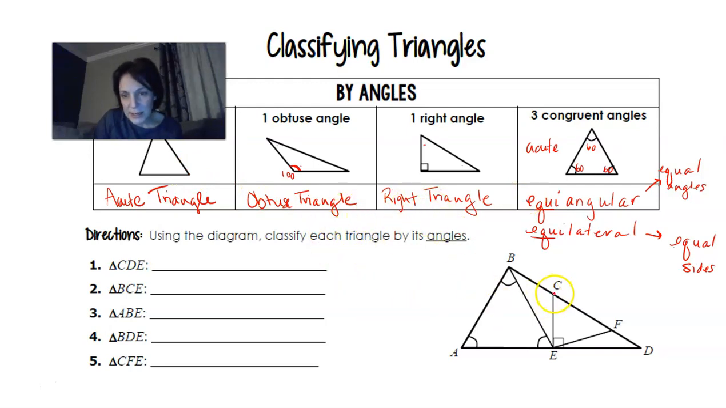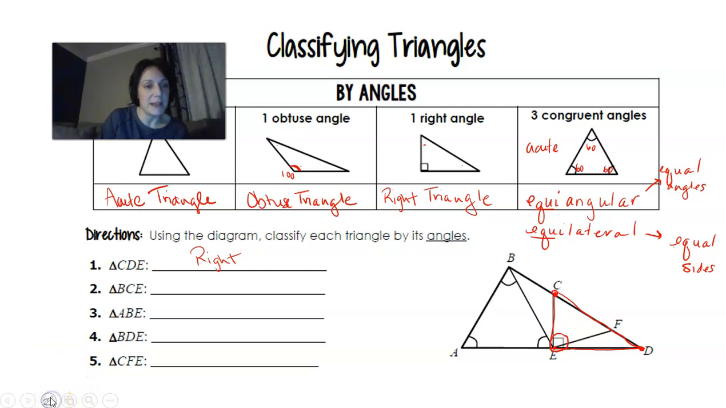Let's take a look at this diagram, and we are going to try to classify. We're going to find the triangle that they want us to find, and we're going to put it in one of these groups. So C, D, E. Here's C, and here's D, and here's E. So we're talking about this triangle right here. If you look at this triangle, you'll see that it has a right angle. That's all I need to see. I don't care what the other angles are. All I need to see is one right angle, and guess what? That is a right triangle. Done.